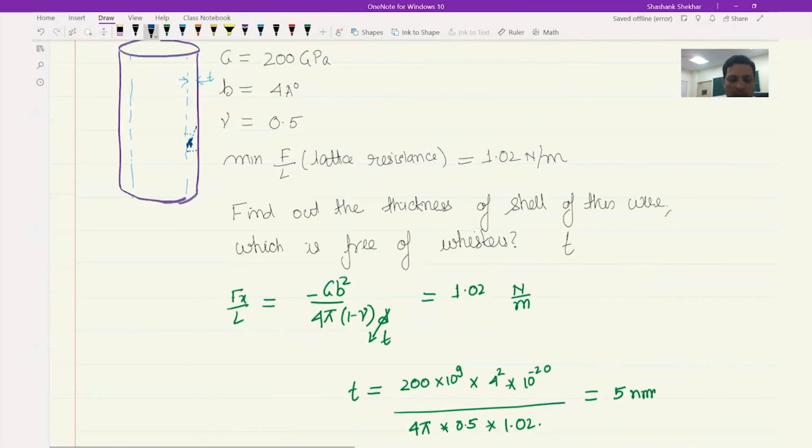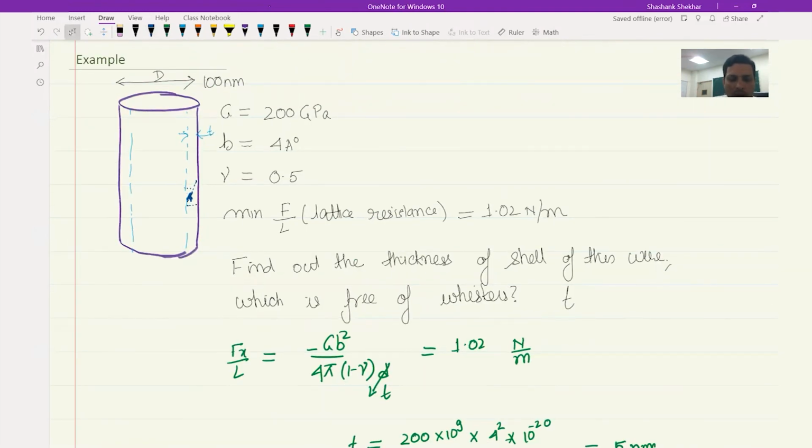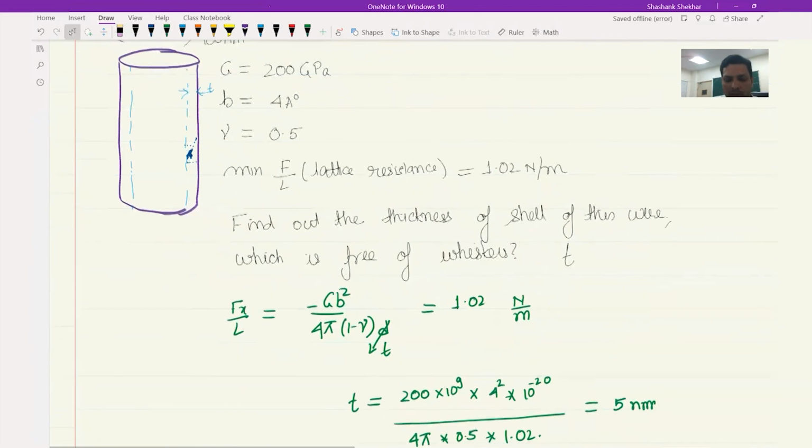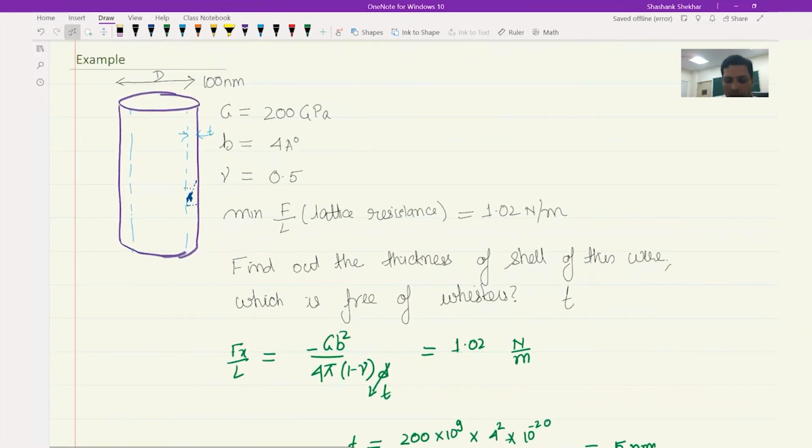So I hope that you are able to understand the concept of image forces that act on dislocations, because of which up to some depth the material remains dislocation free. And this also explains the very high strength that we observe in whiskers. So we will end this chapter with this. Thank you.